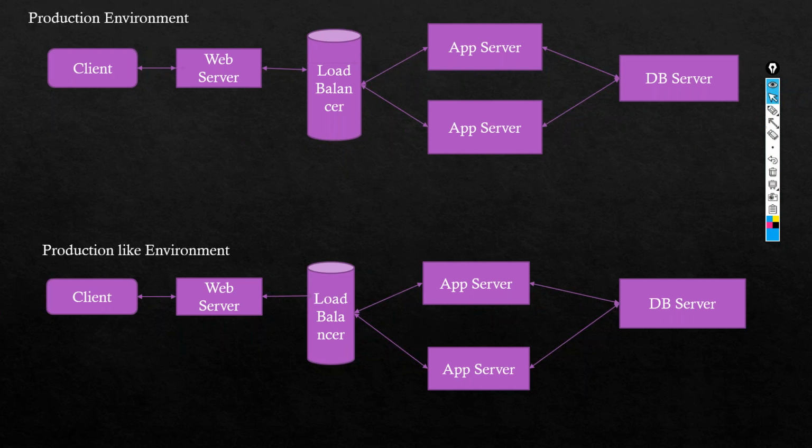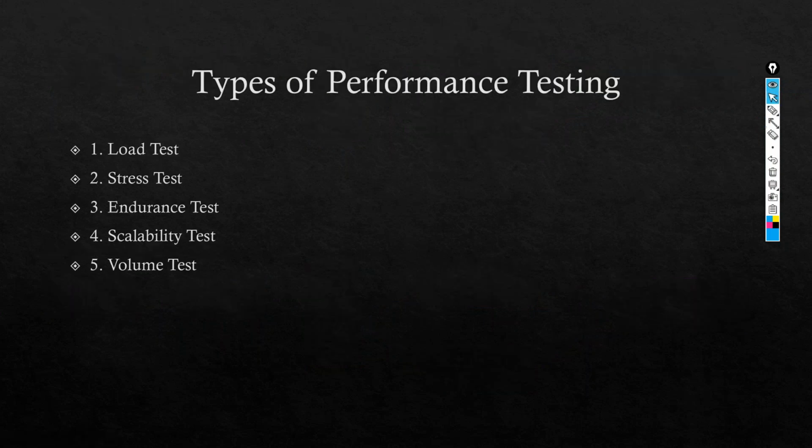So now, assuming that there are no questions, we'll move on to the next slide. What are the different types of performance testing? There are multiple types of performance testing, but we will discuss the most frequent and most important types for today, and we'll see them one by one. The first one is the load test. The second is the stress test. The third is the endurance test. The fourth is the scalability test, and the fifth is the volume test.